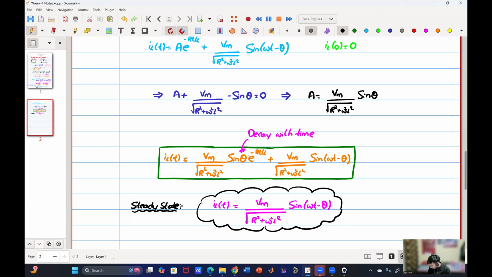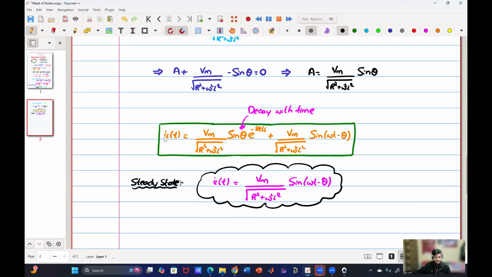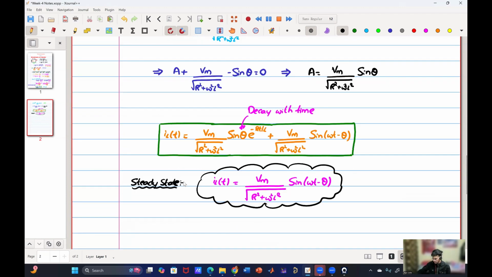So this is what I wanted to cover for today's theoretical discussion before we proceed further to the problems. I have taken iL of 0 to be equal to 0, which was given. I calculated A by substituting t equals 0. Then I got A, and this is the overall expression after substituting A in this term. And at steady state, we are saying t is tending to infinity, so the first term will vanish and only the second term will be there. Clear, everyone?